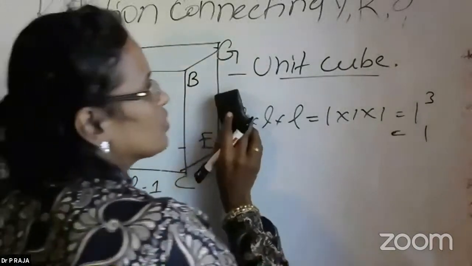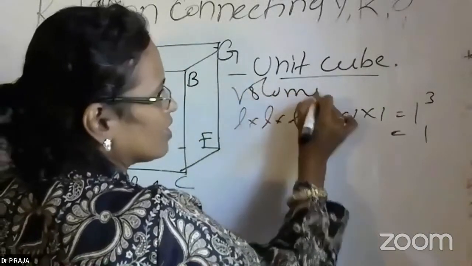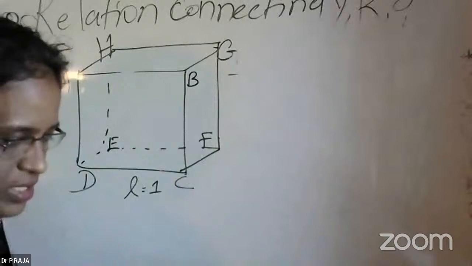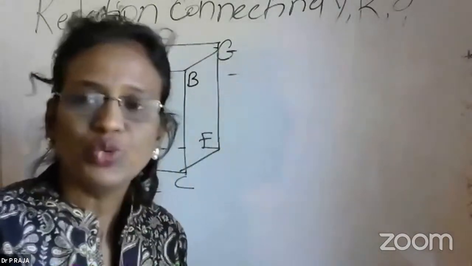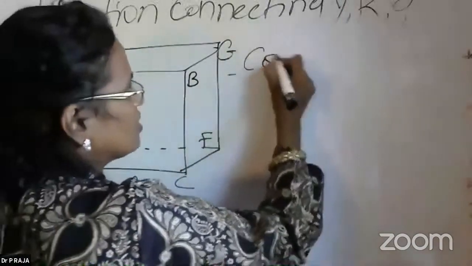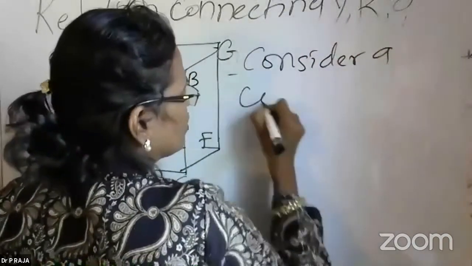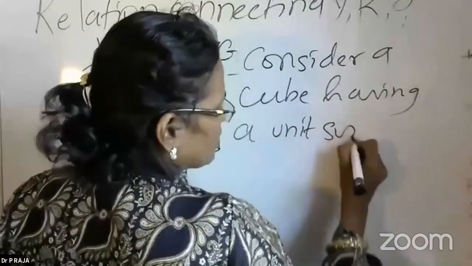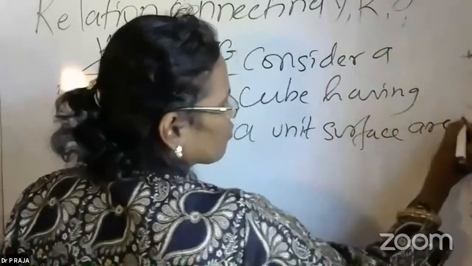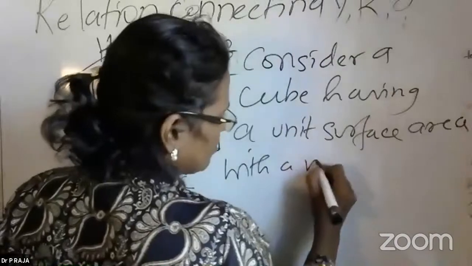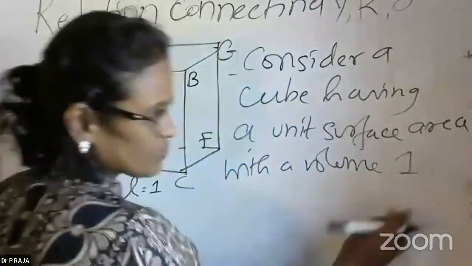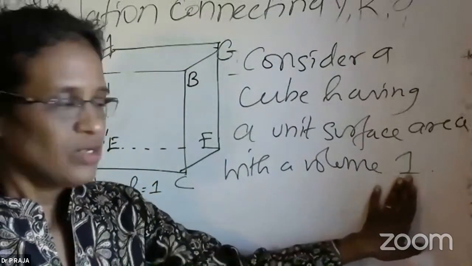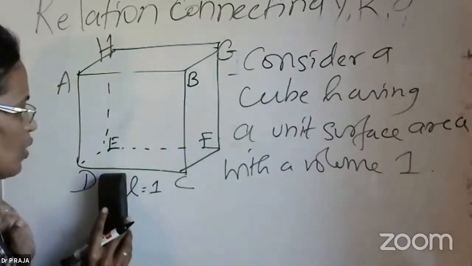So the volume of the cube is unity. I will call this a unit cube, supposed to have a unit surface area. So consider a cube having a unit surface area with a volume of 1. Volume of the cube is going to be 1. I have taken it, take it as 1.